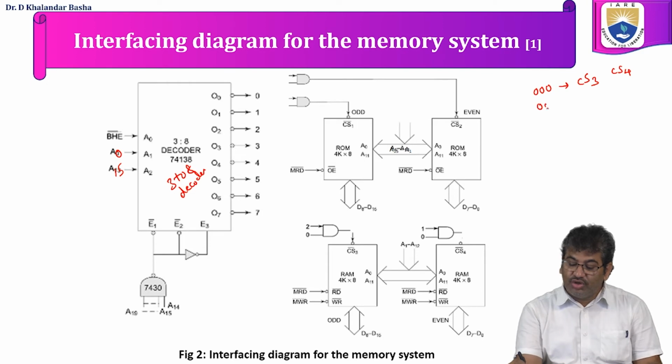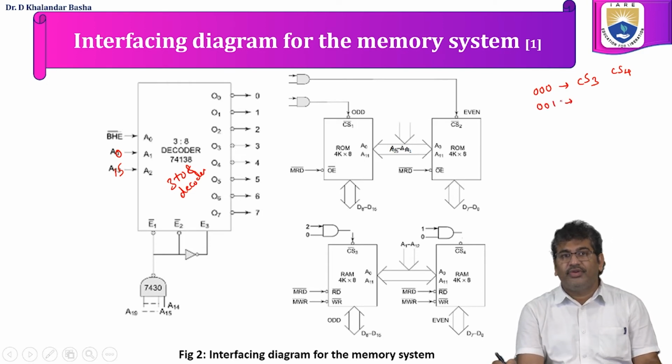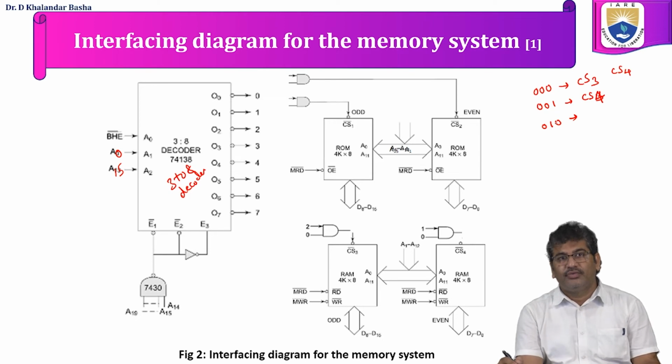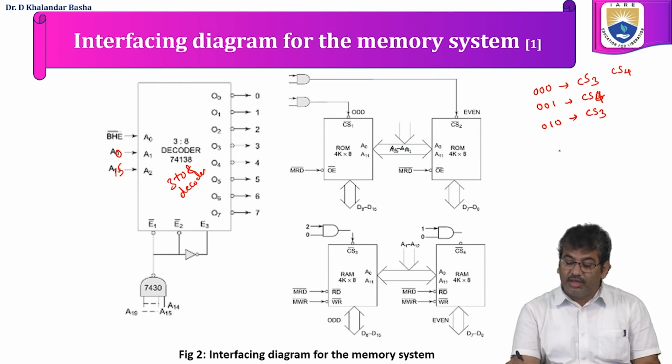For 001, the data transfer is 8-bit size, corresponding to even address. So we are going to enable chip select 4, even address. Next, for 010, which is the odd address bank, we are going to enable chip select 3.